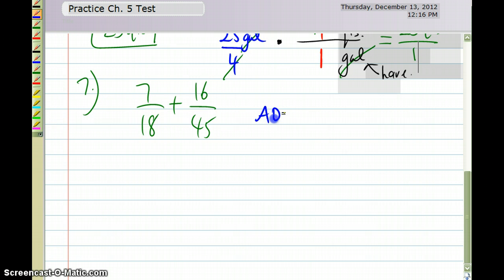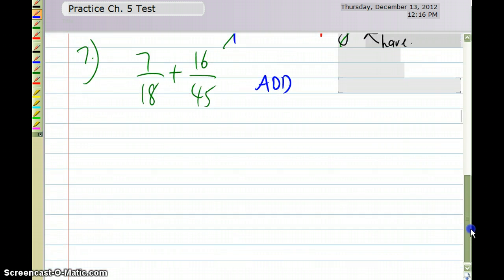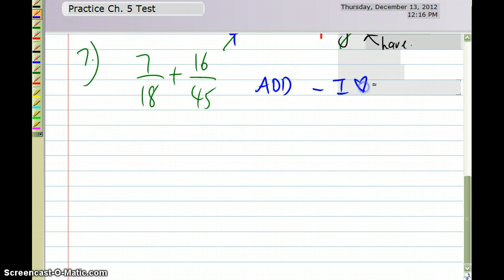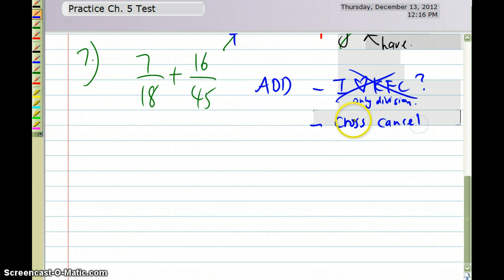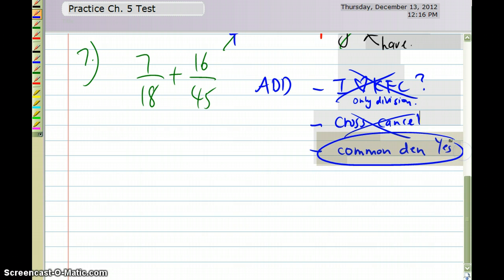I'm adding fractions. When I add fractions, would I use I heart KFC? Whoopsies. Do I? No, I don't use that for addition. I do use it for only division. Okay, when I add fractions, should I cross cancel? No, I don't want to cross cancel when I add. When I add fractions, do I need to have a common denominator? Yes, I do. Okay, so that's what I'm going to do here.